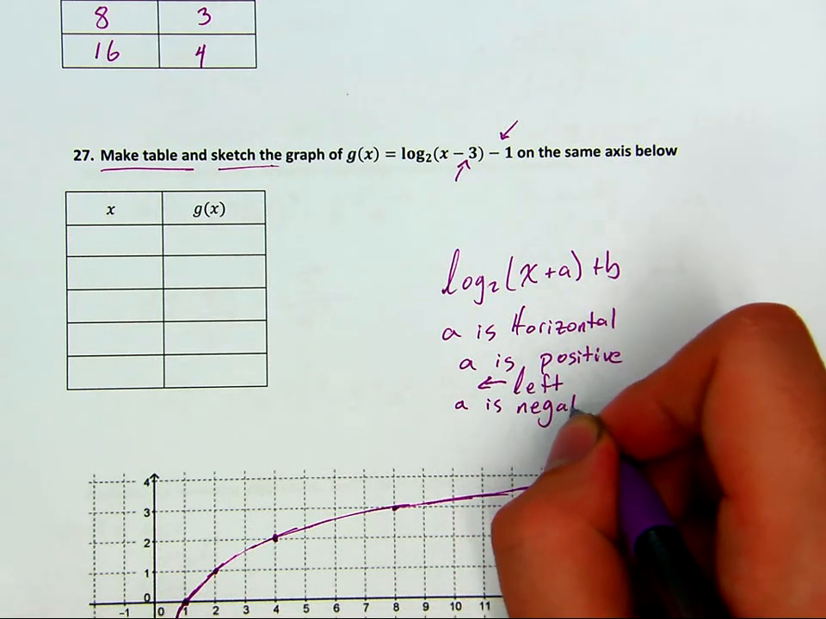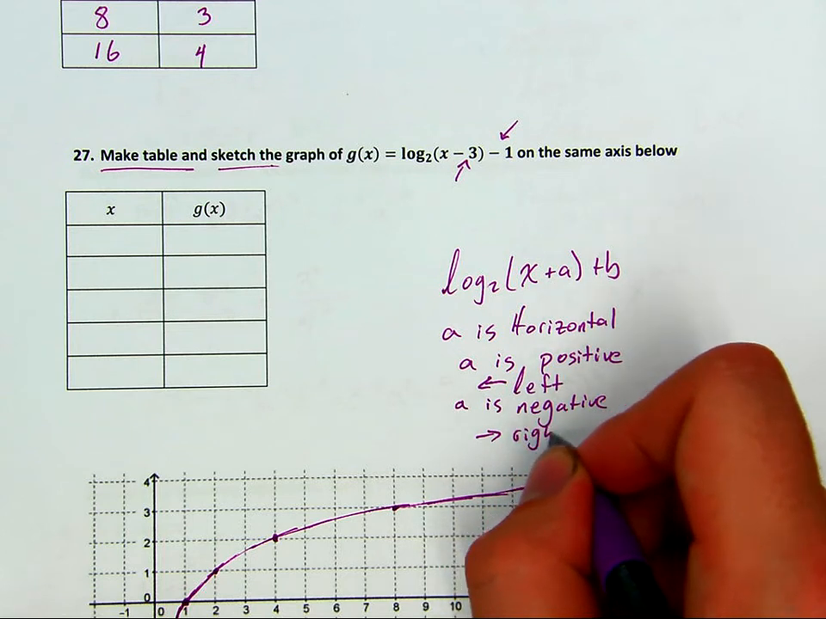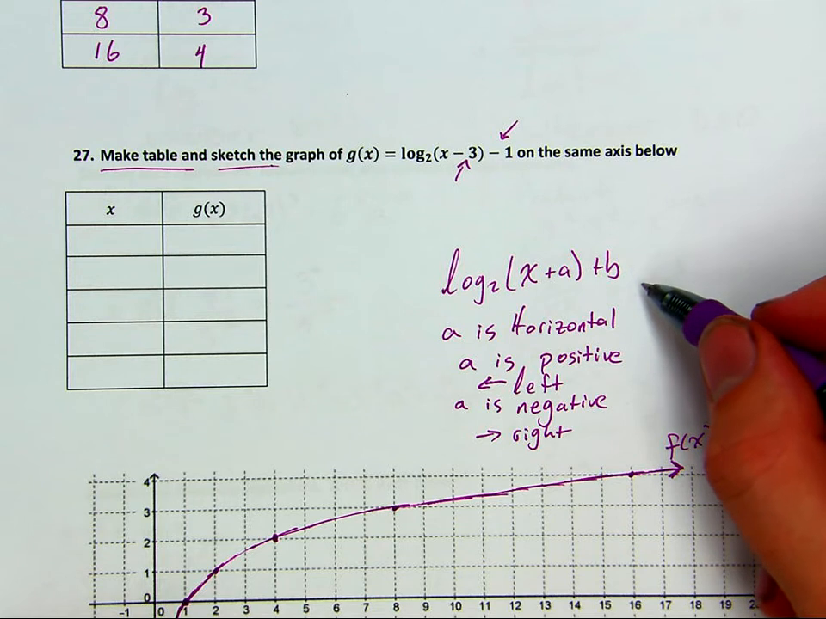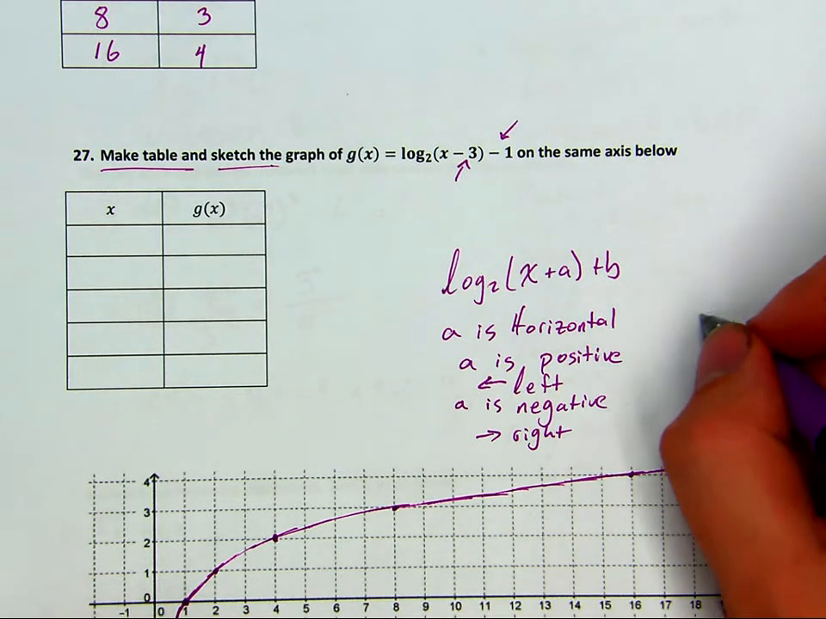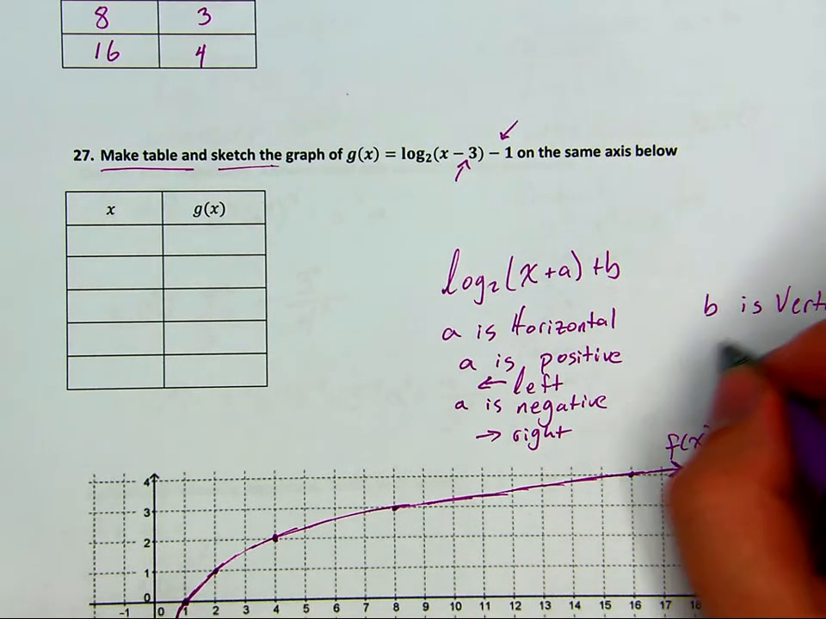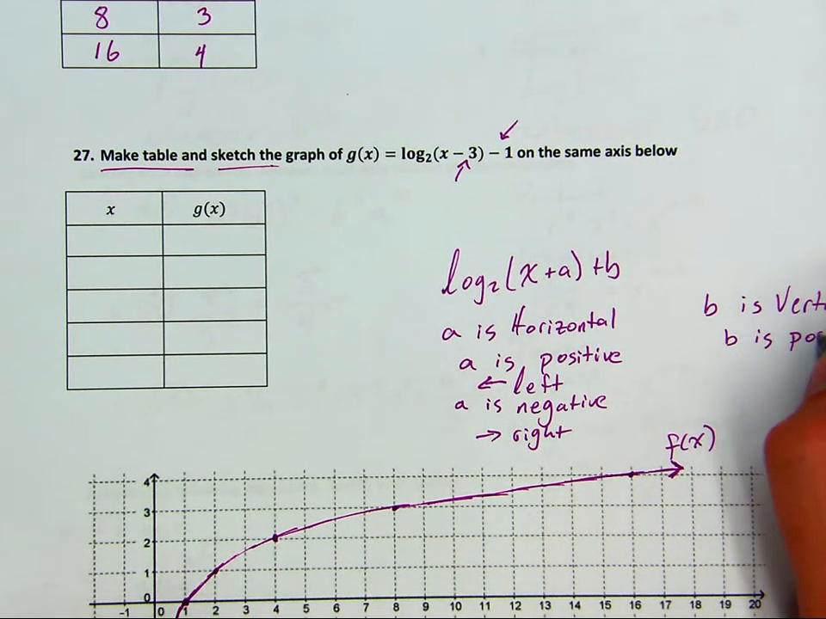Now, b is also acting as a translation. However, b is a vertical shift. If b is positive, our graph will go up. And if b is negative, our graph will go down.